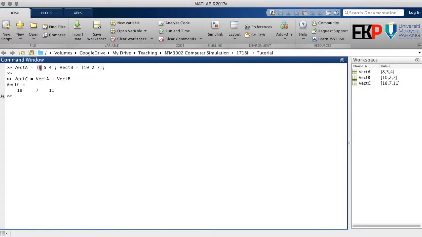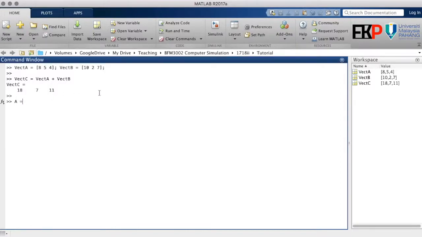So 8, the first element of A, is added to the first element of B, the second element of A is added with the second element of B, and the third element of A is added with the third element of B. So you get this answer here.